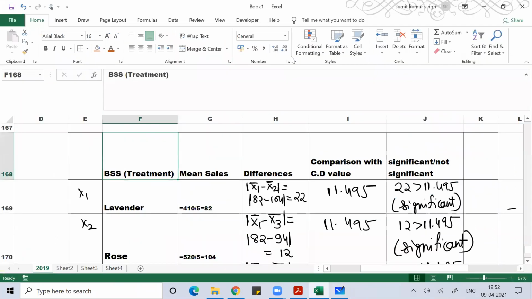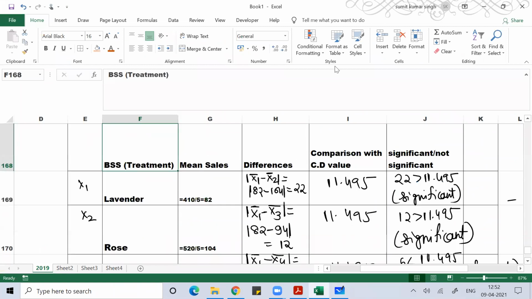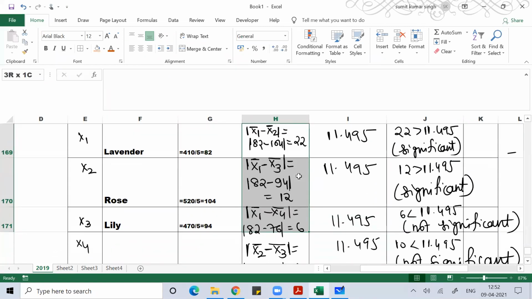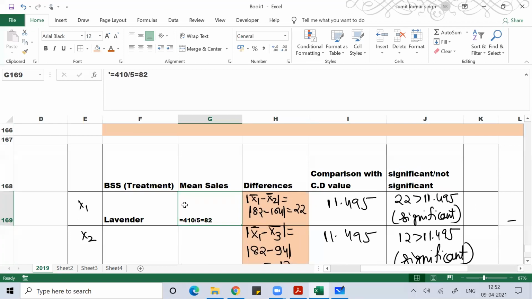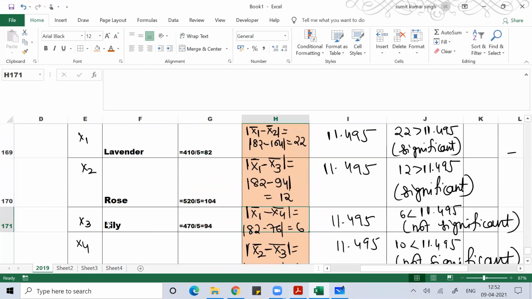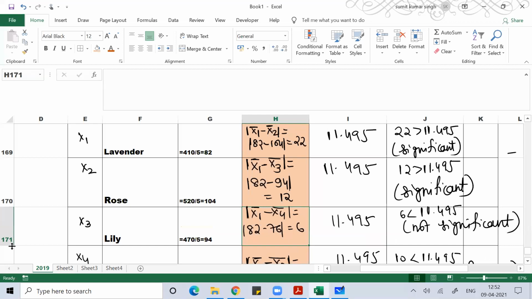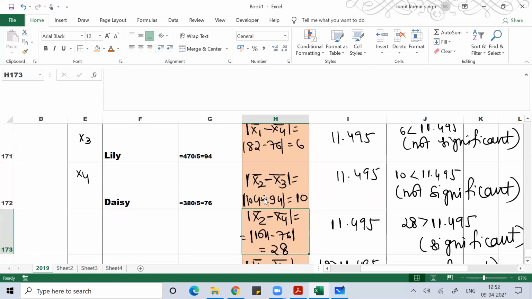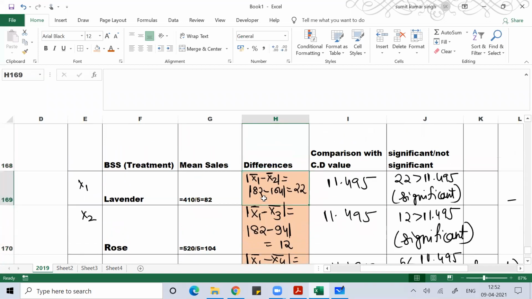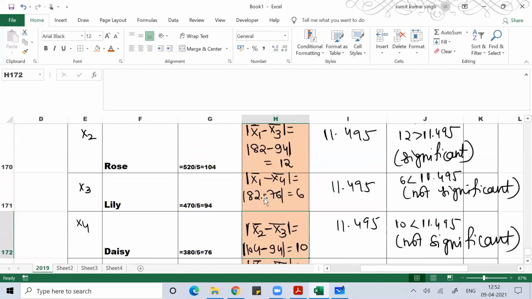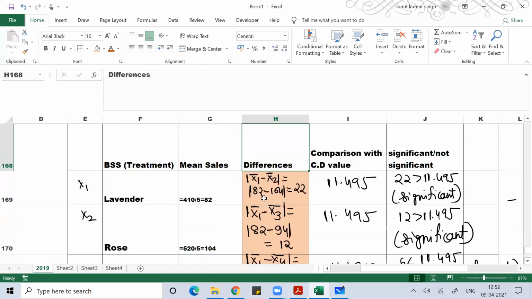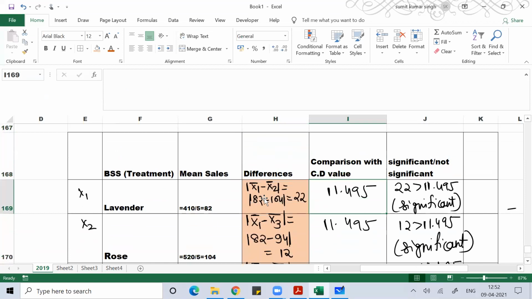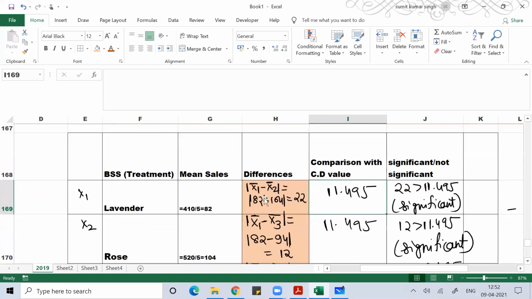So for that, we created this difference table. We found the difference values: the individual mu one minus mu two difference, mu one minus mu three, mu one minus mu four. So we get six differences: mu one mu two, mu one mu three, mu one mu four, mu two mu three, mu two mu four, mu three mu four. You compare each difference with the critical difference value, which we got as 11.495.